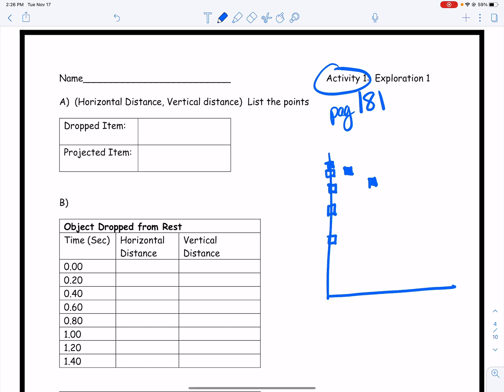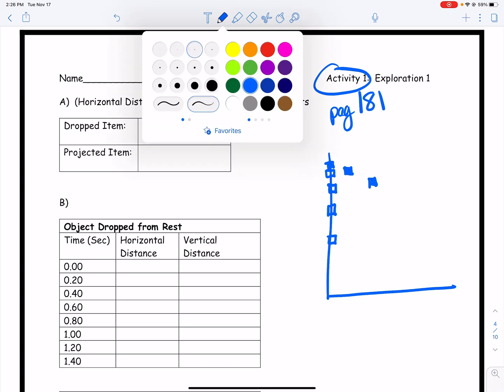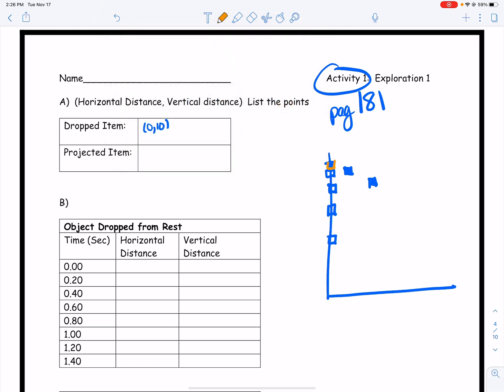and then you have these not filled in squares that are representing the one that's dropped. Okay, so they would like you to list the points. On question A, use the graph to approximate the ordered pairs for these positions where x represents the horizontal distance and y represents the vertical distance. So they both started at 10 meters. So I'm going to put in the point (0, 10). I'm going to just go ahead and use orange. So that would be this point.